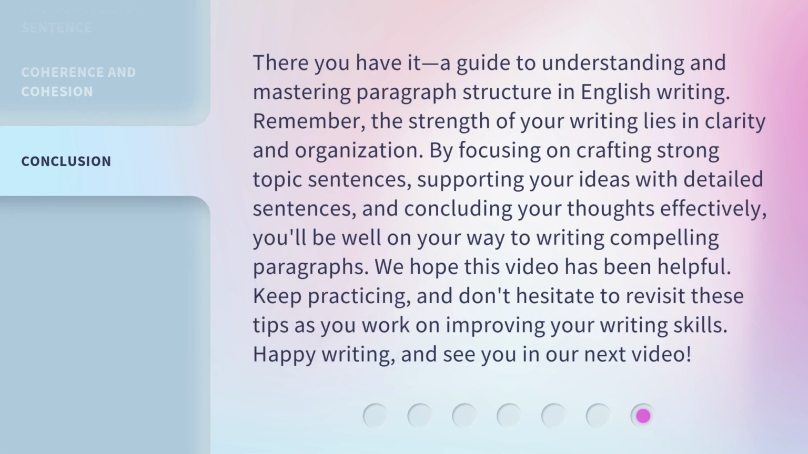There you have it, a guide to understanding and mastering paragraph structure in English writing. Remember, the strength of your writing lies in clarity and organization. By focusing on crafting strong topic sentences, supporting your ideas with detailed sentences, and concluding your thoughts effectively, you'll be well on your way to writing compelling paragraphs.